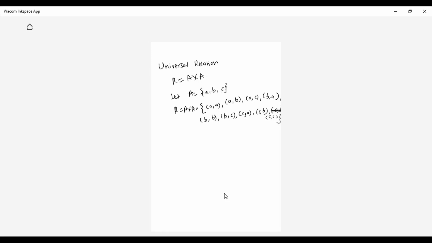And the fourth one is void relation. What could it be, student? Anyone? Just think about it. Can anyone tell me what could be a void relation? In universal, we are getting everything in the set R. But what could be the void relation?